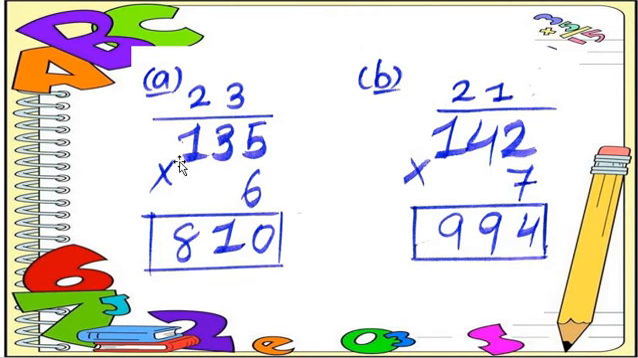Then after that, 6 1s are 6. 6 plus 2 how many? 8. So the answer is what we got here? 810. Again I am repeating for you, all students.